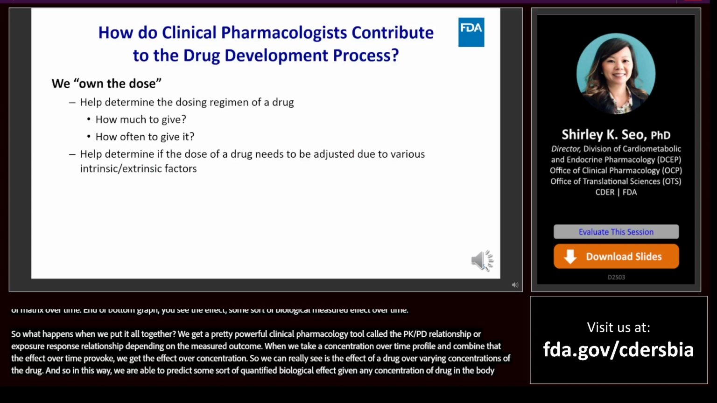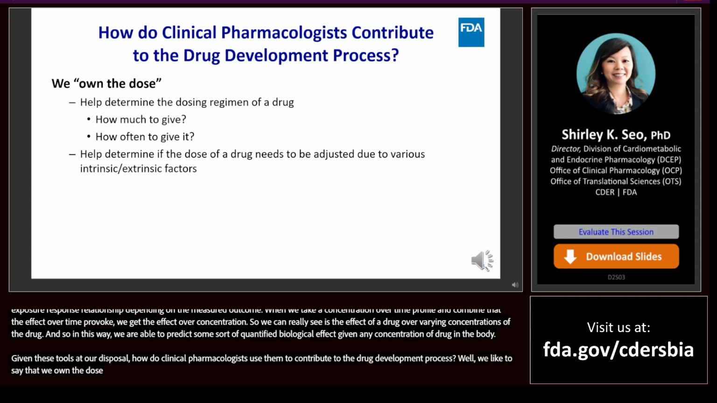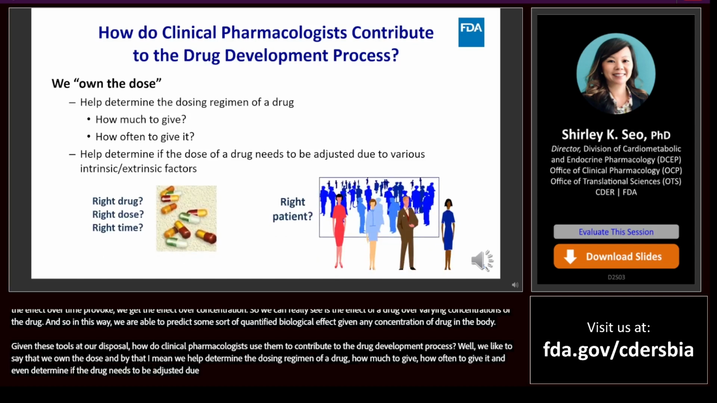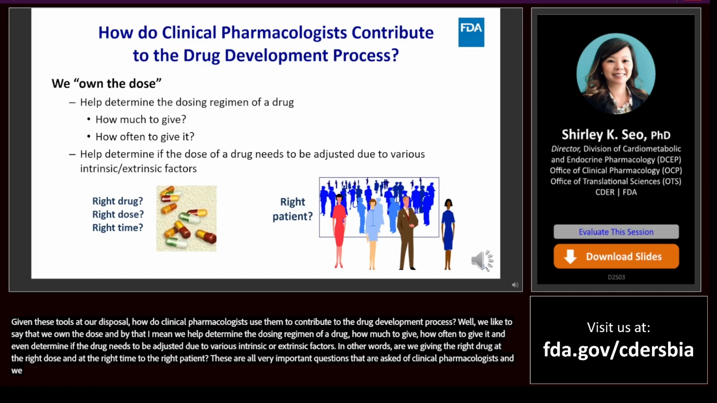Given these tools at our disposal, how do clinical pharmacologists use them to contribute to the drug development process? Well, we like to say that we own the dose. And by that I mean we help determine the dosing regimen of a drug, how much to give, how often to give it. We even determine if a drug needs to be adjusted due to various intrinsic or extrinsic factors. In other words, are we giving the right drug at the right dose, at the right time, to the right patient? These are all very important questions that are asked of clinical pharmacologists and that we help to address through studies in early drug development.